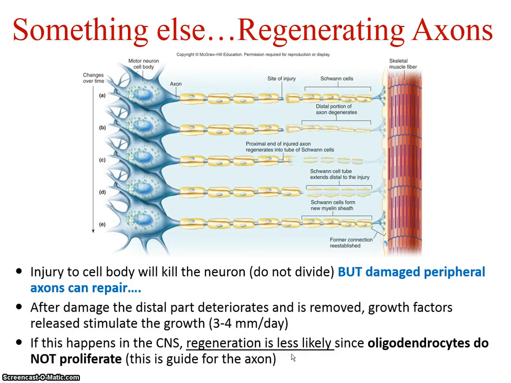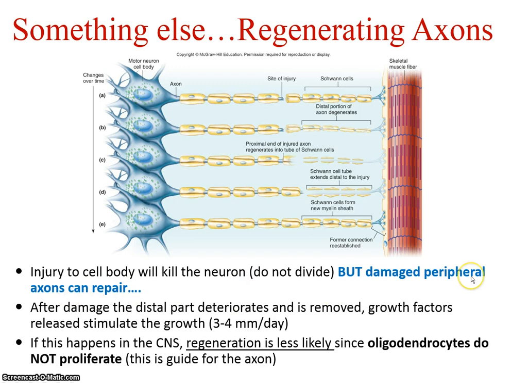All right. Something else to understand about these myelin sheaths: it turns out that they can help direct repair of axons. Now, if the cell body is damaged, there isn't going to be any repair. But if a part of the cell is damaged, it can regrow, as I show you in this cartoon, through time. And this regrowth is really guided by the presence of these Schwann cells. So an injured cell body will kill the neuron, but damaged peripheral axons can repair.